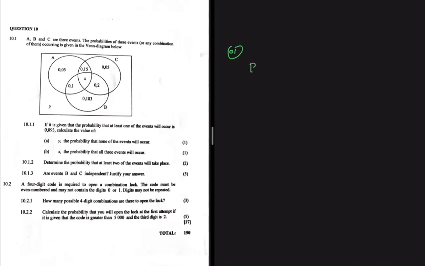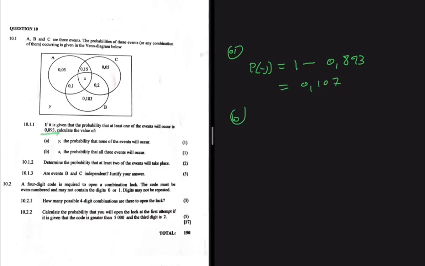So the probability that none of the events will occur is always equal to 1 minus the probability that at least one of the events occurs. And that is given to us in the question statement. It is said that the probability that at least one of the events will occur is 0.893. So the probability of y is just 1 minus 0.893, and that is 0.107. Now we can do B.